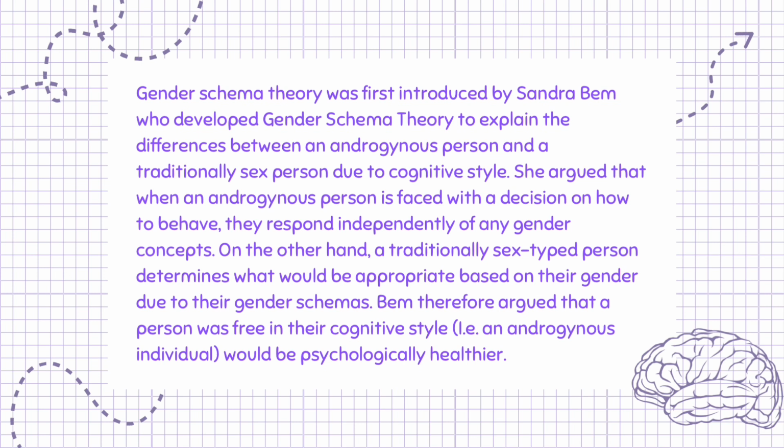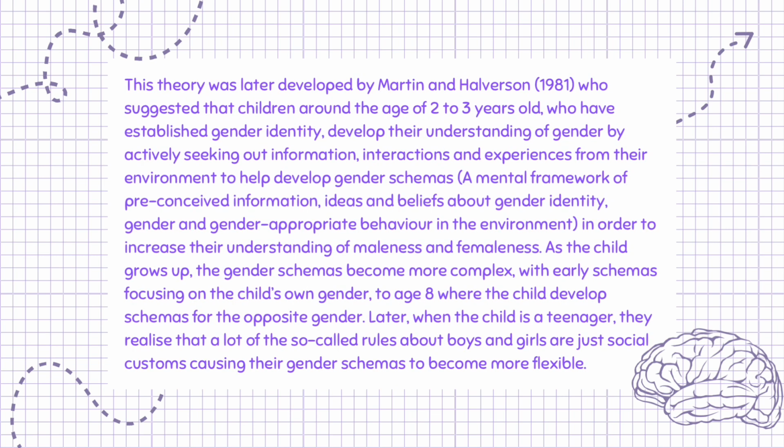Bem therefore argued that a person who was free in their cognitive style, e.g. an androgynous individual, would be psychologically healthier. This theory was later developed by Martin and Halverson, 1981, who suggested that children around the age of 2 to 3 years old, who have established gender identity, develop their understanding of gender by actively seeking out information, interactions and experiences from their environment to help develop gender schemas, a mental framework of preconceived information, ideas, and beliefs about gender identity, gender and gender-appropriate behavior in the environment, in order to increase their understanding of maleness and femaleness.